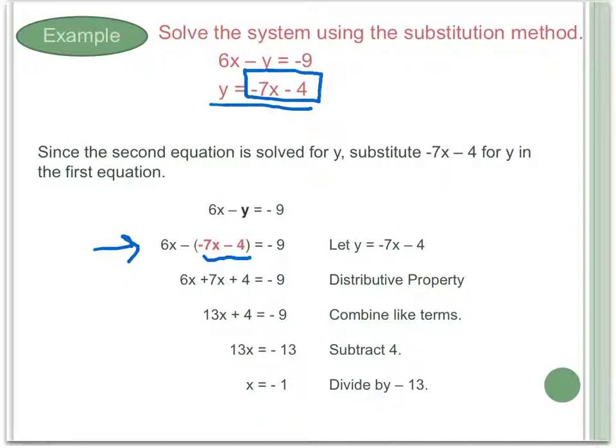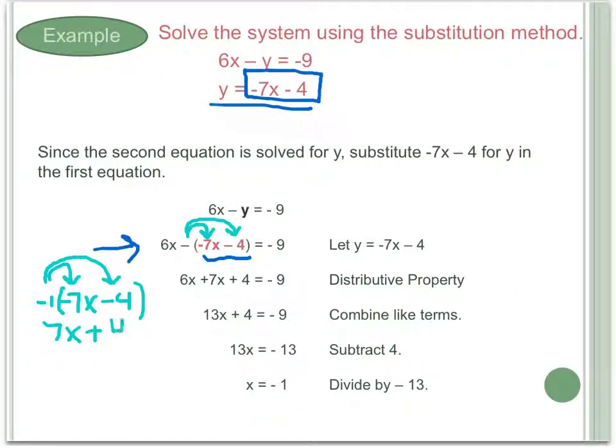We can use the distributive property to distribute this -1 into the -7x and into the -4. Just a refresher, when we use the distributive property, we multiply that number in the front of the parentheses by whatever's inside the parentheses. So if we distribute that -1 to the -7x, we're left with 7x. When we distribute a -1 to the -4, we have -1 times -4, which is a +4. And that's how we get this 7x plus 4.